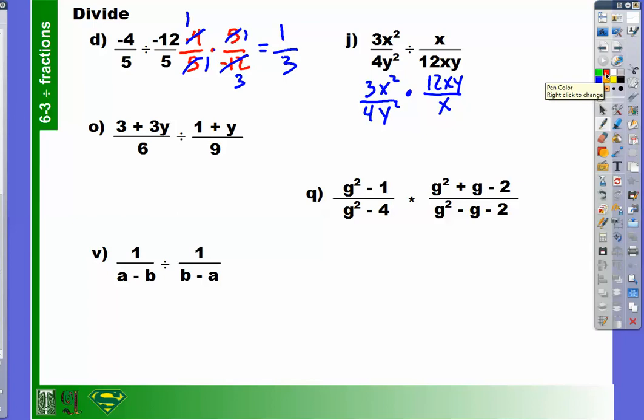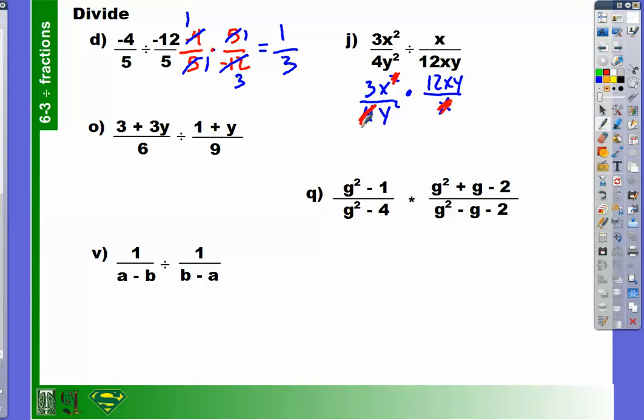What cancels out? Rebecca? You can cancel out the x and then you can cross out the square. Okay. Incidentally, I could have crossed these out as well. It's going to be the same answer. So just wanted to point that out. Olivia, what else can I do? 4y goes into 12xy. Okay.